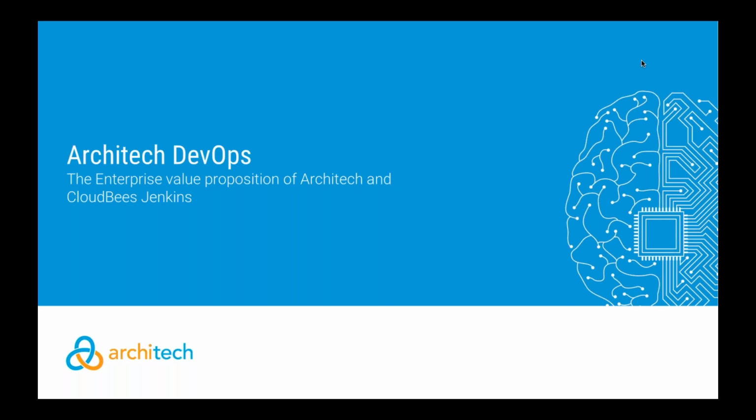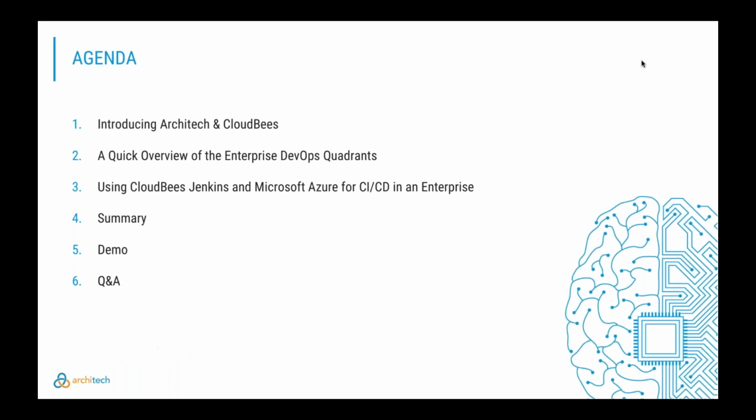Hello, everybody. Today we're going to have an interesting conversation about the role that CloudBees Jenkins and Microsoft Azure play in continuous integration and continuous delivery in the context of a large enterprise. The agenda for today will be, we will start by introducing Architech and its partnership with CloudBees. We will also have a quick overview of the enterprise DevOps quadrants. Then we will go into some of the details of CloudBees Jenkins and Microsoft Azure and how to use them for continuous integration and delivery in an enterprise. Then there will be a quick summary. We'll do a demo and we'll have Q&A.